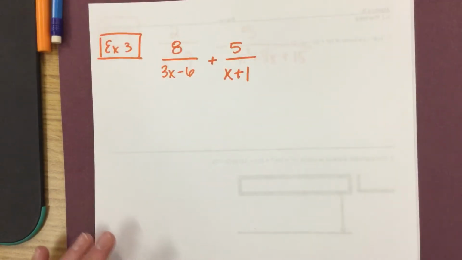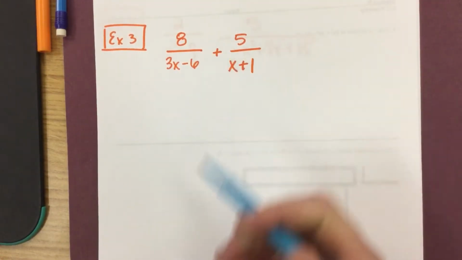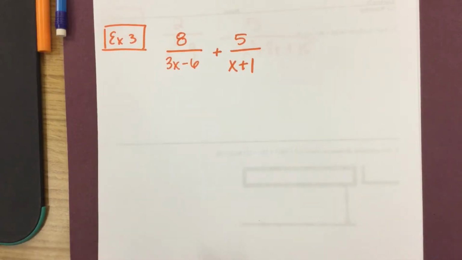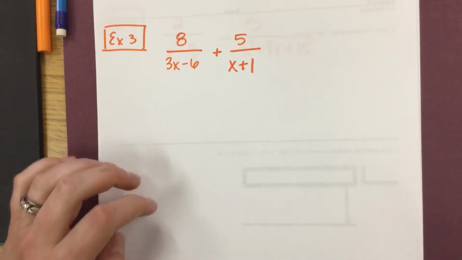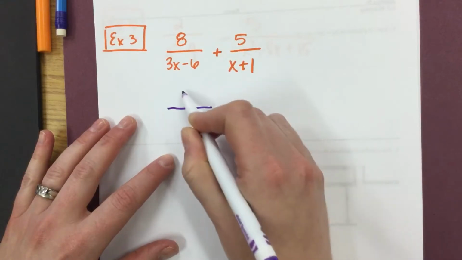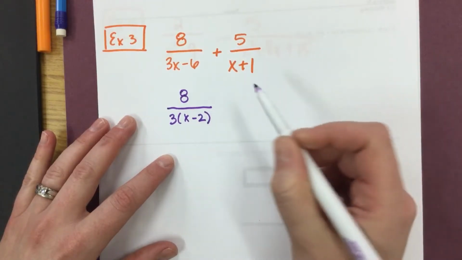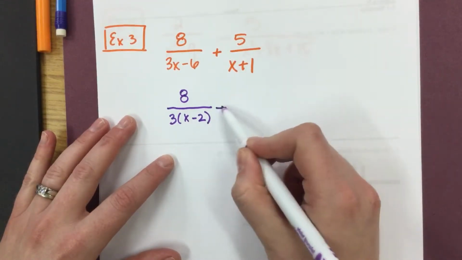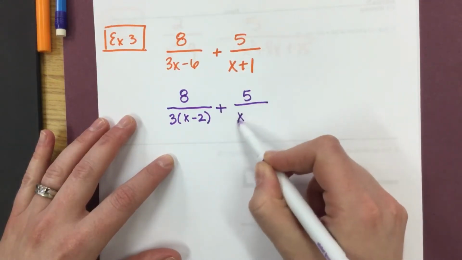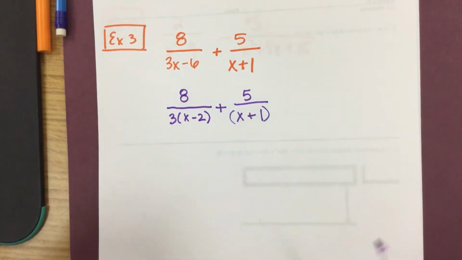So now we're going to take a look at another example. I'm kind of going to skip around a little. In this example, obviously, I'm dealing with polynomials in my denominator. When I go to look for that least common multiple, the first thing I have to do is factor my denominators. So now I'm dealing with 8 over 3 times x minus 2, plus 5 over x plus 1. This whole x plus 1 is the factor.